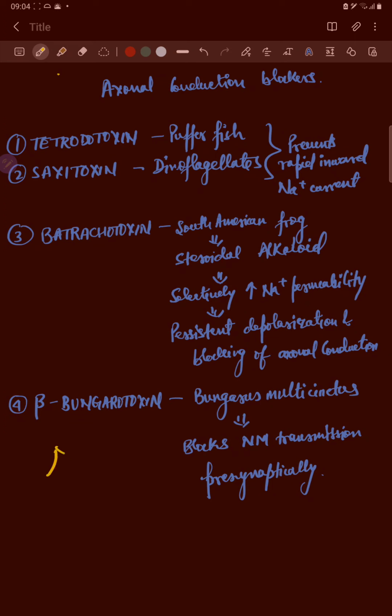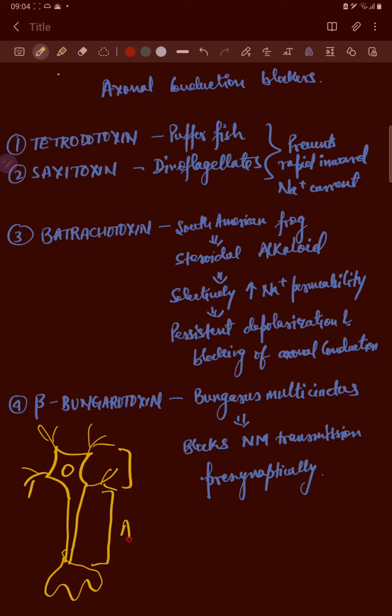So suppose this is a neuron, right? These are the dendrons. This is a cyton, and this part is axon. This is the axon hillock and this is the axon. So what happens in the axon, and these are the synaptic vesicles there and the synaptic cleft is there, and this is the terminal part of it.